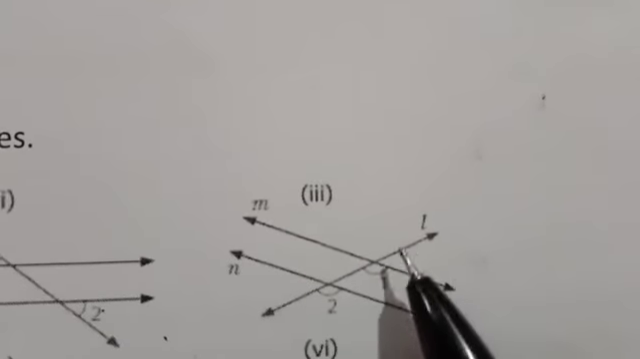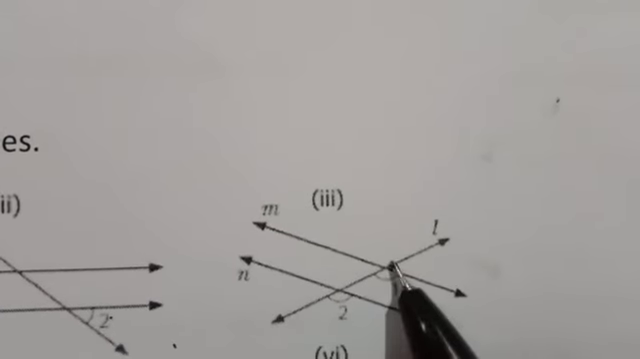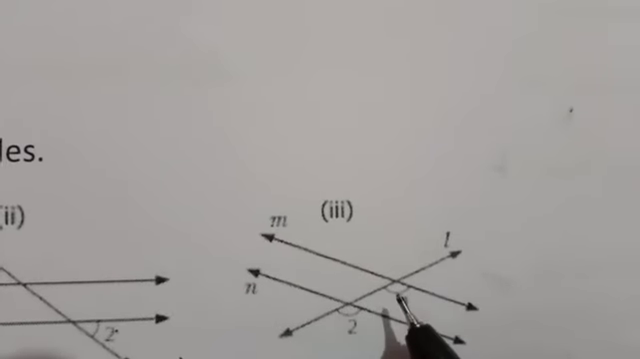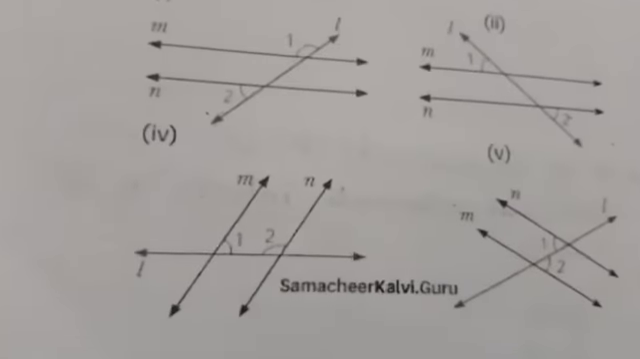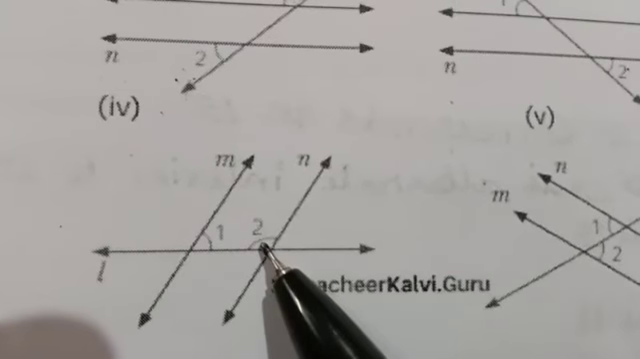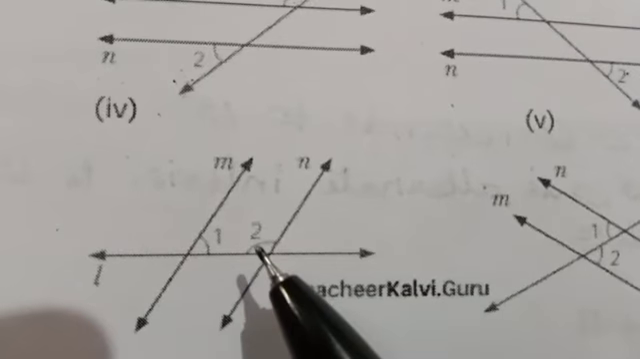Now observe this third picture. Yes, M and N are parallel lines, and it is a transversal. Angle 1 and 2, what is the name of these two? Corresponding angles. Okay, these are corresponding angles. Yes, now observe picture 4. M and N are parallel lines. This is a transversal. So these two lie on the same side. So angle 1 and 2 are interior angles on the same side of the transversal.